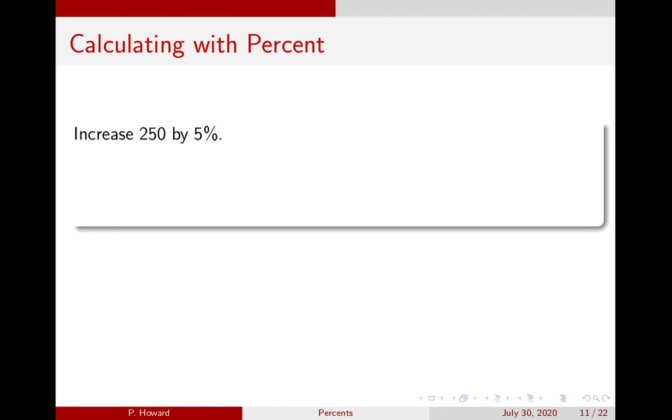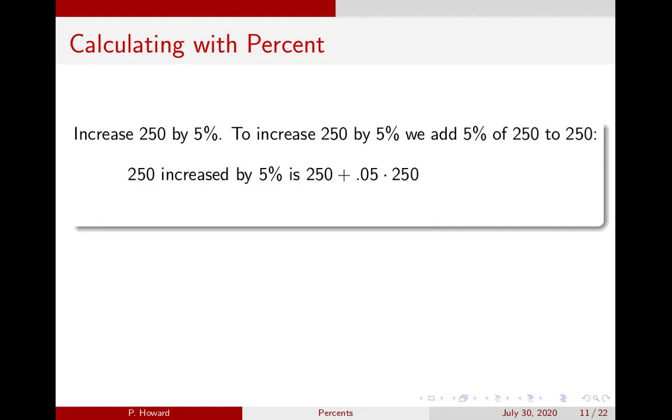Okay, here is another percentage calculation, different from the ones we've done so far. What about increasing 250 by 5%? Well, to increase 250 by 5%, you have to calculate 5% of 250 and then add that to 250. In other words, 250 increased by 5% is 250 plus 0.05 times 250.